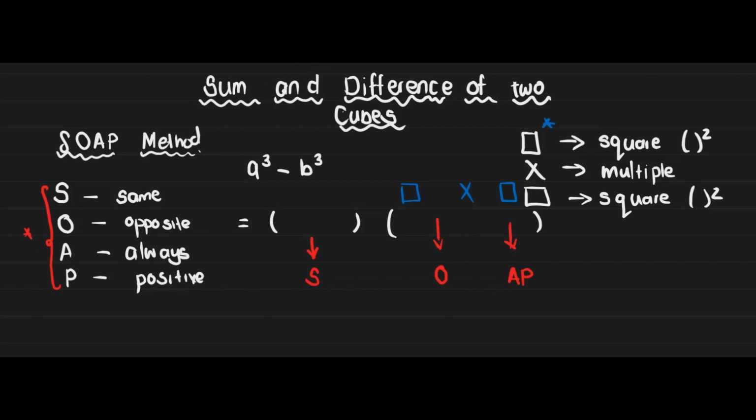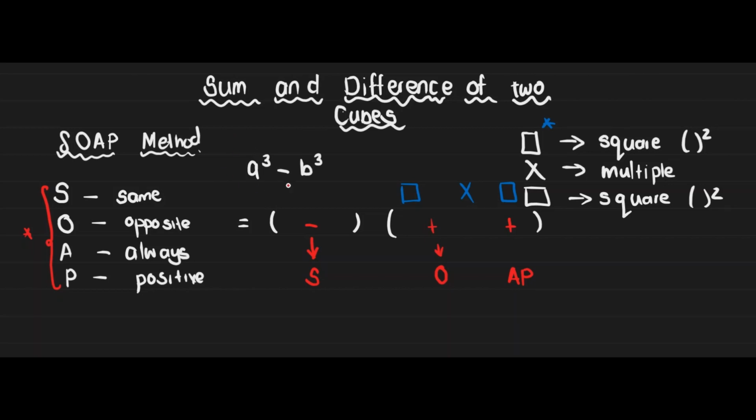So let's start with the signs first, before we go to the actual variables. The first one says same. Since your question has a negative, you're going to drop it down and it's going to be negative here. The second one says opposite. The opposite of negative is going to give you positive. And the last one says always positive. So here, regardless of whether it's negative or positive, this is always going to be positive.